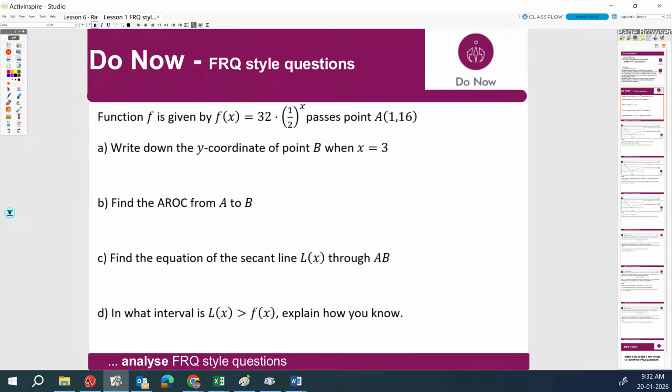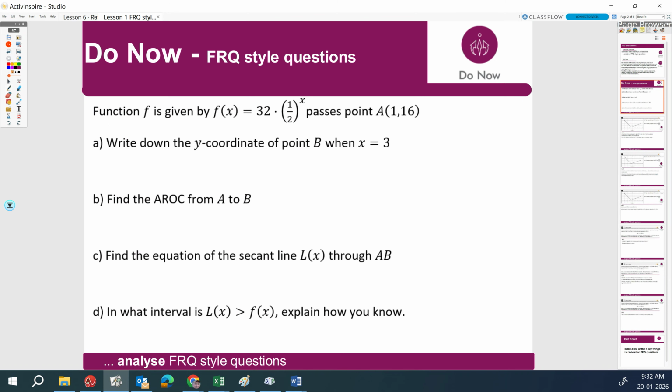So let's try and just look at the basics of this idea so we can get it right. First up, we have to write down the coordinates of point B, where x is equal to 3. That's pretty easy, this one. So I'm going to start off with f of 3. It's 32 times 1 over 2 to the 3. This gives us 4. So B has the coordinate 3, 4.